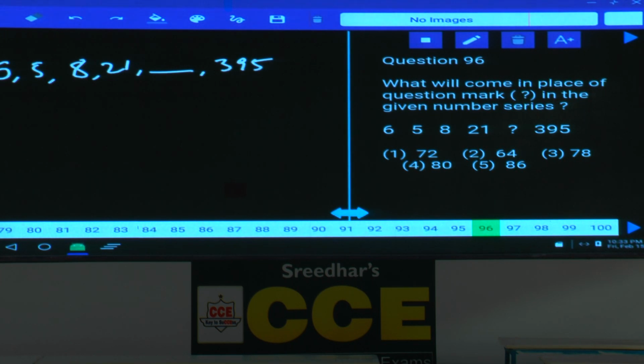Now this 6 and 5 can be written as 6 into 1 minus 1. 5 into 2 is 10 minus 2 is 8. 8 into 3, 24 minus 3 is 21. 21 into 4, 84 minus 4 is 80. And next one, 80 into 5 minus 5 is 395.